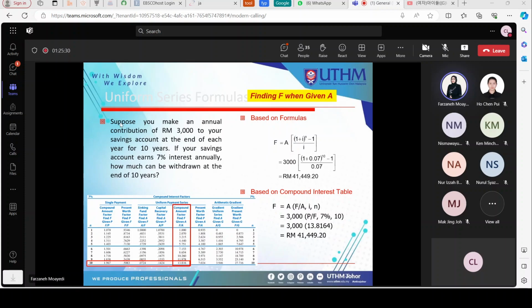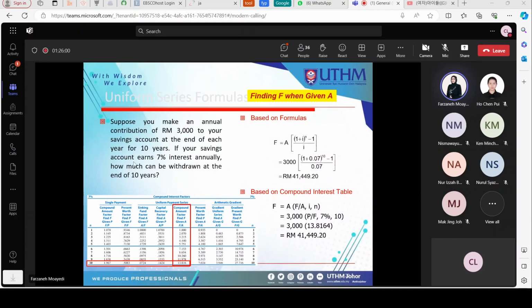Okay, suppose you make an annual contribution of 3,000. So annual contribution of 3,000. Simply, it means that every single year you are paying 3,000. So it's no longer a single payment, it is a uniform series. So already you know A equals 3,000. So let's see what the rest of the question is. To your savings account at the end of each year for 10 years. So we have the duration N equals 10.